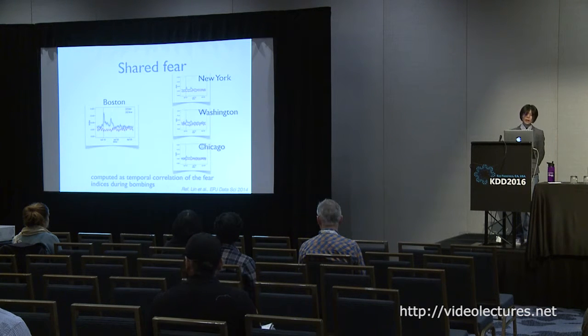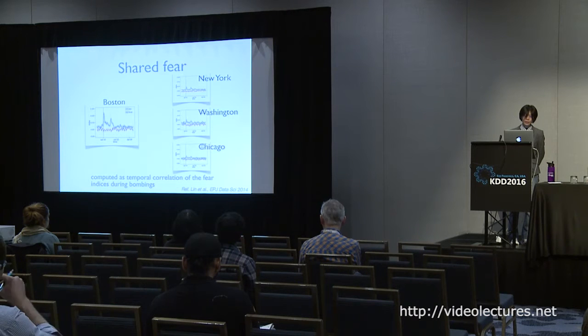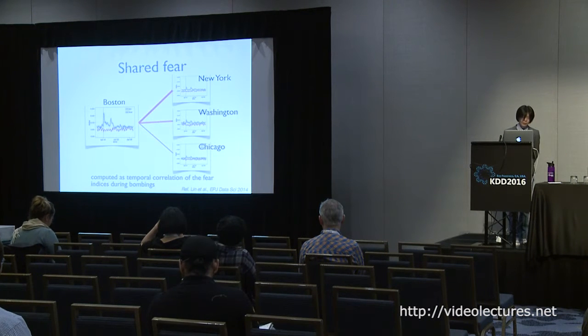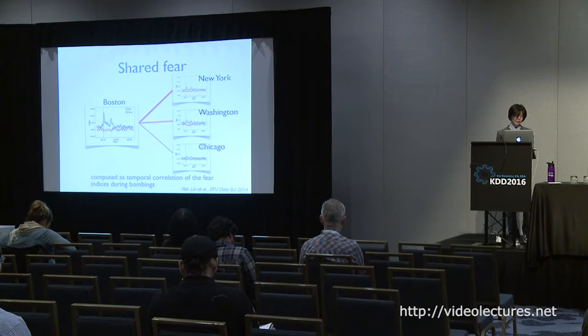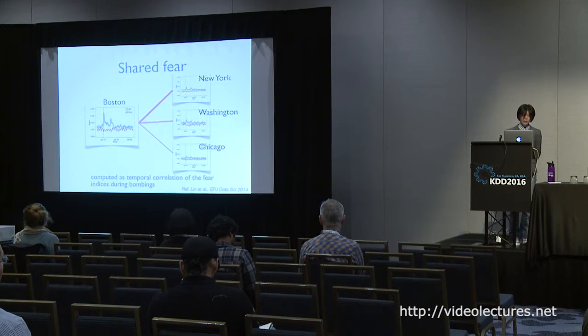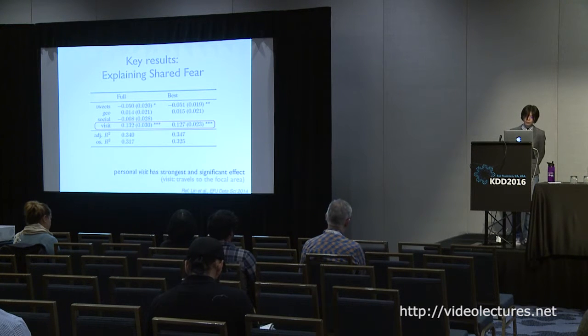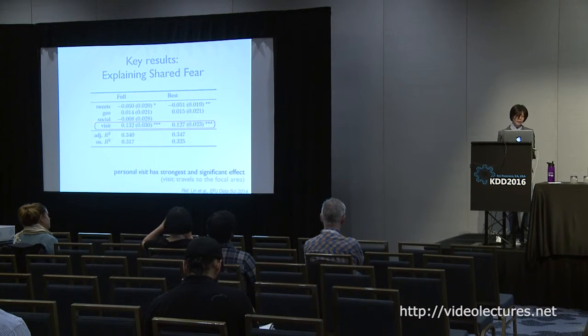So the outcome variable is constructed using the shared fear. By shared fear, we compute the temporal correlation of the fear during the bombings. So how similar the fear in Boston is with other cities, like the fear in New York, the fear in Washington, and the fear in Chicago. The key results: we show that to explain shared fear, personal visit has the strongest and significant effect. And here, by visit, we mean the number of travels to the focal area, because we track the historic users' data, so we know how many times they travel to Boston based on their geocoded tweets.